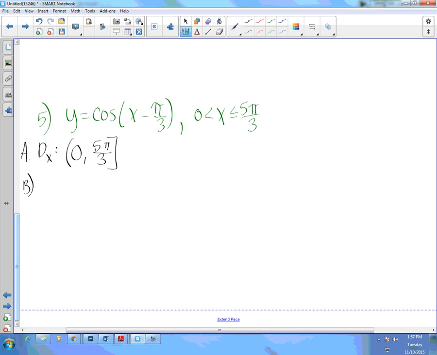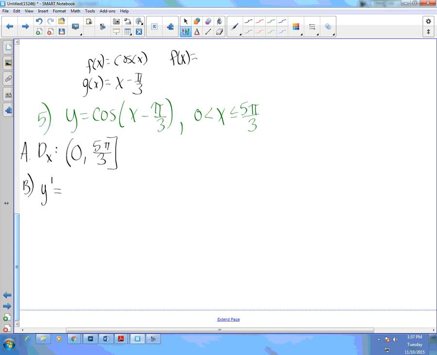Part B. Y prime. Kennedy, which rule do we apply to take the derivative of the right-hand side? Chain rule, exactly. Can you tell me what we get for the chain rule? The outside is cosine of g of x, where g of x is x minus pi over 3.